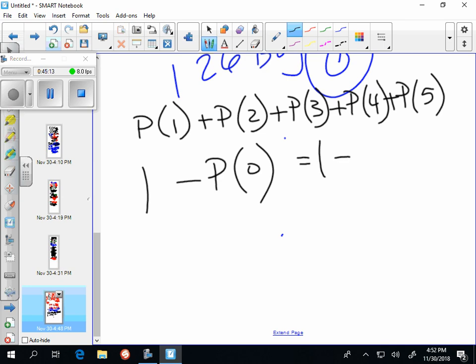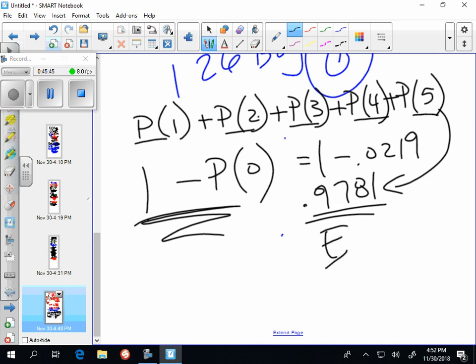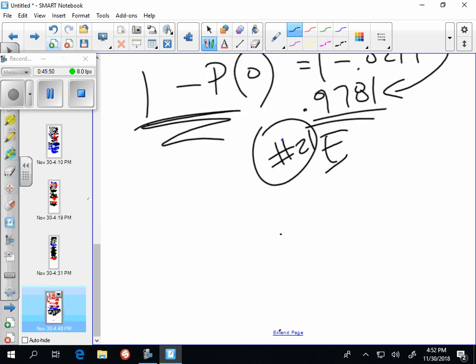So I did 1 minus 0.0219 and came up with 0.9781. This is the probability of completing at least one pass. So we can add up all 5 of these choices to get this number, or we could do 100% minus not being successful. These 5 were being successful, at least one completed pass, or 100% minus no completed passes. Both of these give us the same answer, choice E for number 21. Okay, number 22.